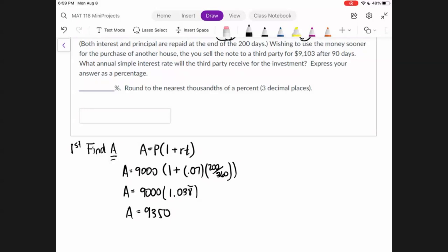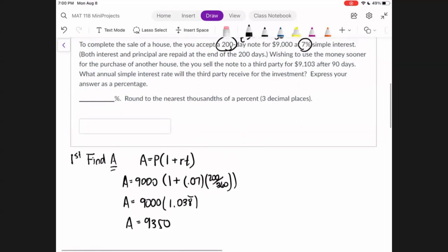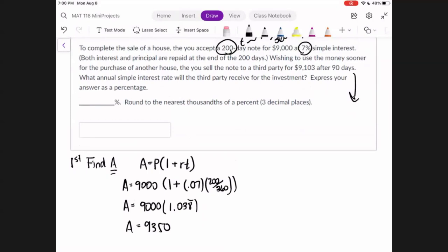You want to think this amount is supposed to go to 9,350, but what happens? You sell it, right? So you're taking this investment and it hasn't actually gotten to the 9,350 yet. So what are you going to do? You sell it after, in this case, 90 days. Then how many days are left? That'd be 110, so we can make a note here: 110 days left.